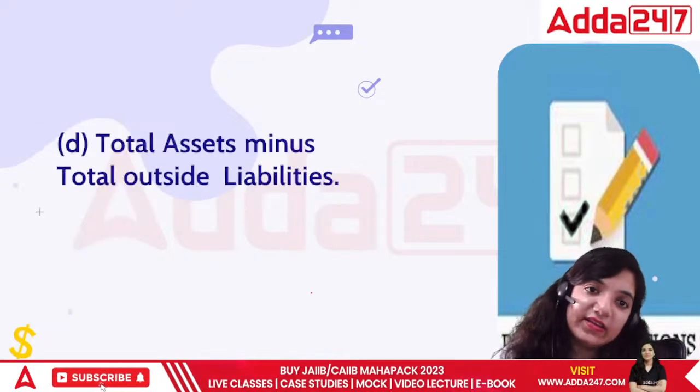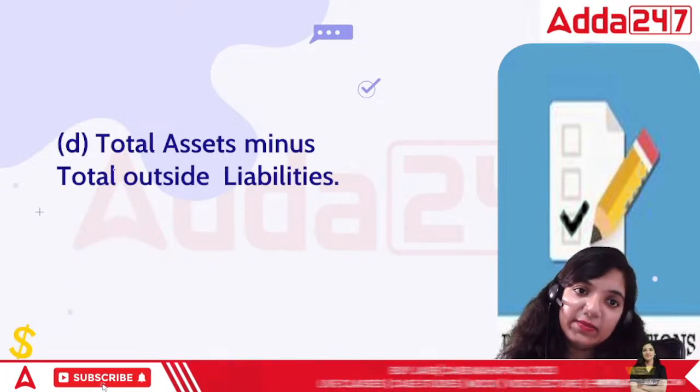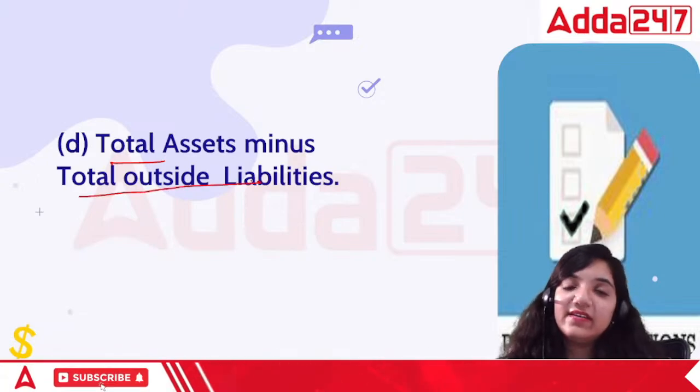So in this case, the correct answer is total assets minus total outside liabilities.